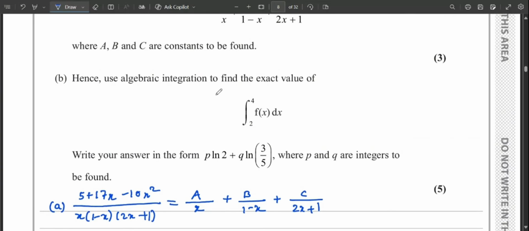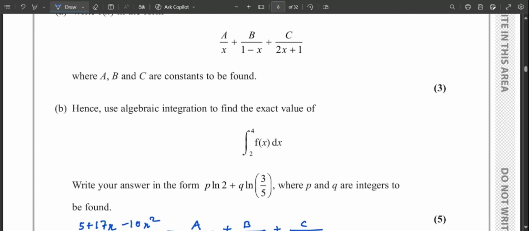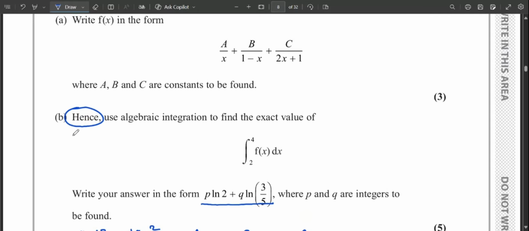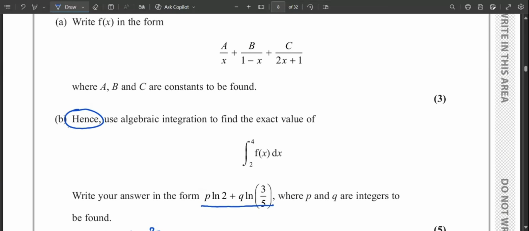Next, in part B, we have to use our part A. We can see that a conjunction is used, which is hence. In part B, it is said that hence use algebraic integration to find the exact value of the integration of fx with the limits 4 and 2. And we have to give our answer in this particular form. Now, as hence is used, we have to use part A to calculate our algebraic integration.